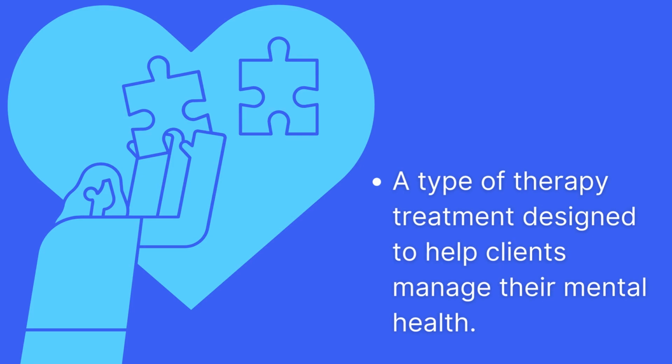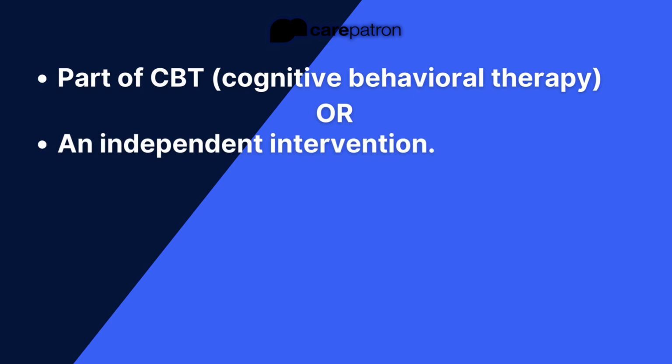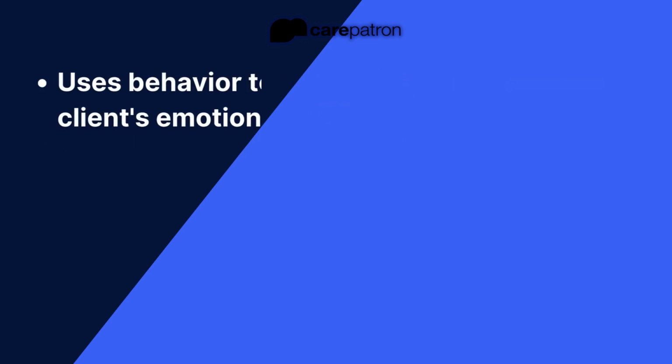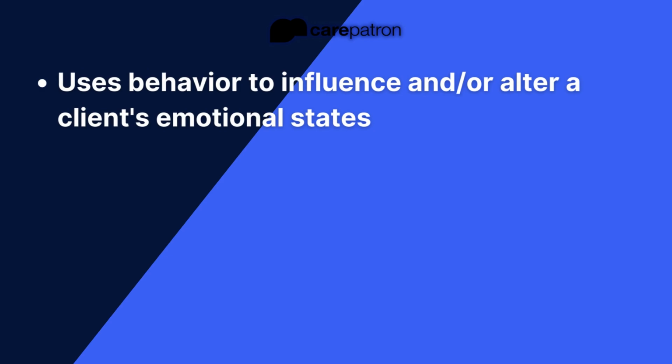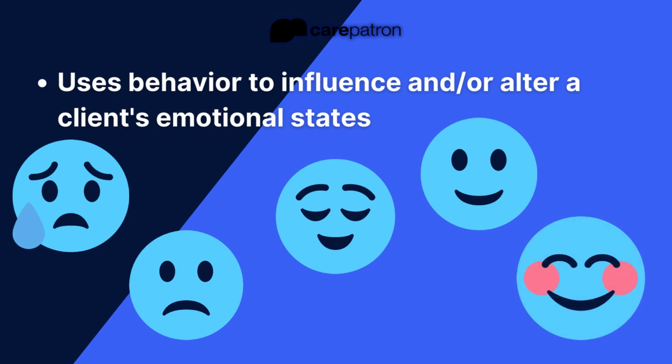Behavioural activation therapy is a type of therapeutic treatment that has been designed to help clients manage their mental health. Behavioural activation therapy is often used as part of CBT, but it is just as effective as a standalone intervention. Essentially, behavioural activation uses behaviours to influence and alter clients' emotional states. Encouraging clients to engage in behaviours that reinforce positive emotional and thought patterns can have significant impacts on improving mental health disorders. Our worksheet is intuitively designed and easy to use.